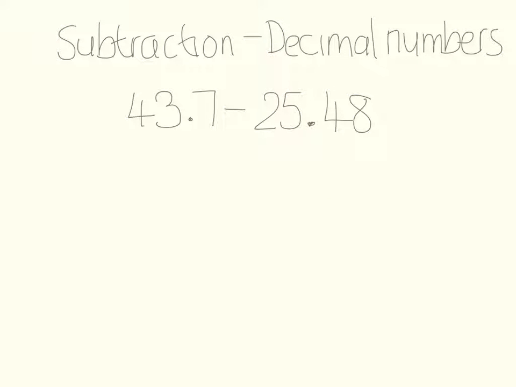The next sum we're going to look at is 43.7 take away 25.48. We would set it up again exactly like before, taking care that we are putting the same place value in the correct place value column. First of all, I would start off with the number that I am taking away from, so I would write 43.7. From that, I'm going to take away this number because it says take away 25.48.